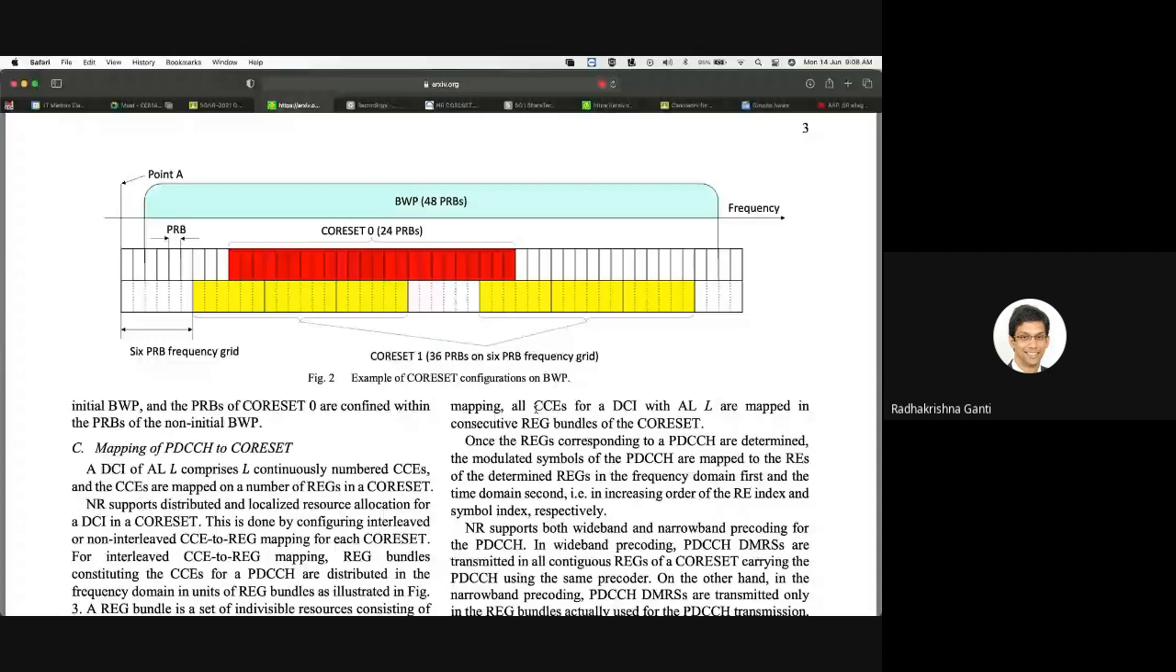So these CORESETs, as we saw, are the physical resources. And we saw that multiple CORESETs can be there in the bandwidth part. For example, this was CORESET 0, and this was 1, 2, 3, 4, 5, 6, other UE-specific CORESETs. And we saw that the fundamental unit is the resource element group, which is called REG. So what is an REG? We saw all those things. So now let's look at the hierarchy a bit.